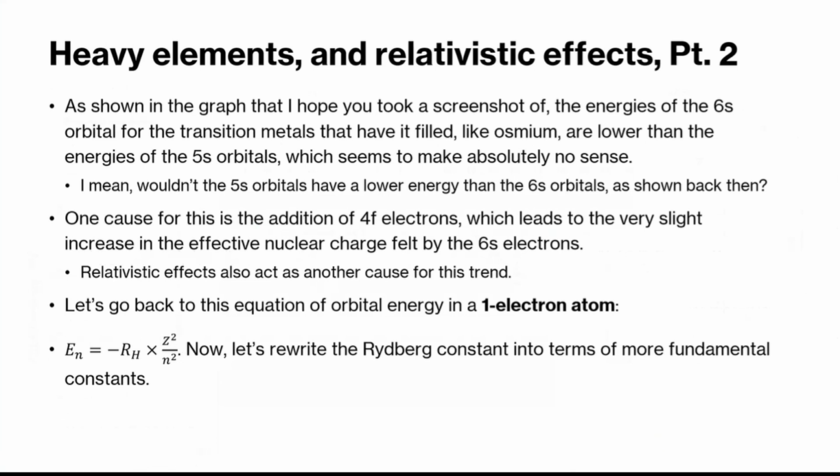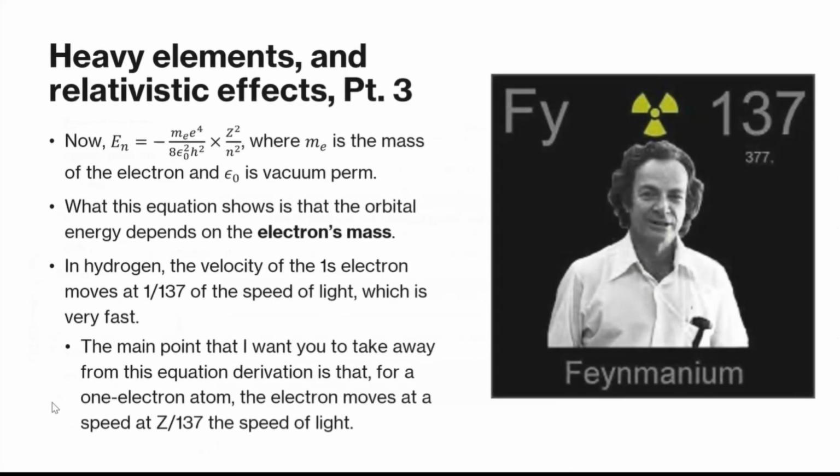Now, see how we don't have to use Zeff, the effective nuclear charge. That's because we're only accounting for that attractive force between that singular electron and the positively charged nucleus. So, because it's only 1 electron in there, we can just use Z instead of Zeff. So, what if we try rewriting the Rydberg constant in terms of more fundamental constants instead?